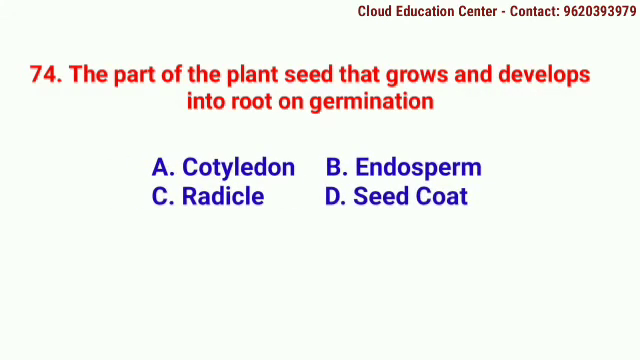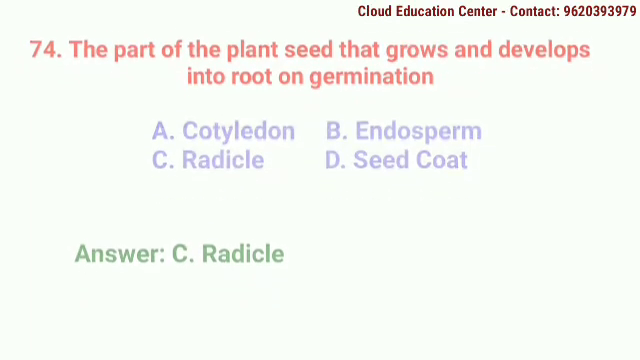The next question is the part of the plant seed that grows and develops into root on germination. The correct answer is C, radicle.